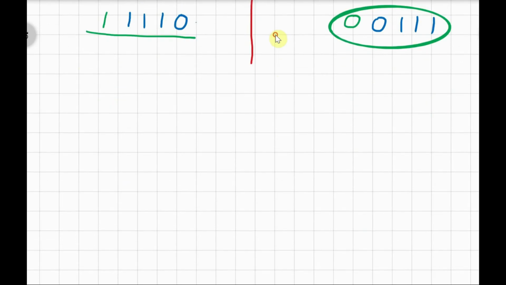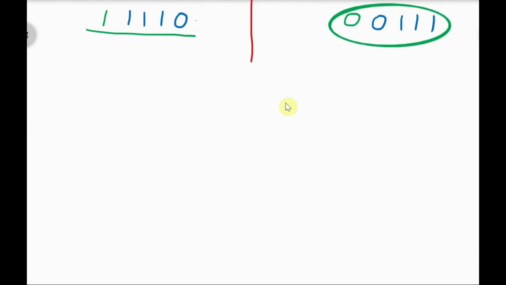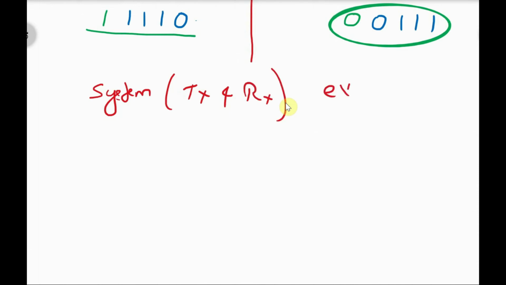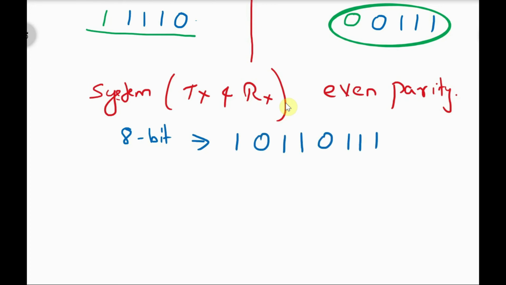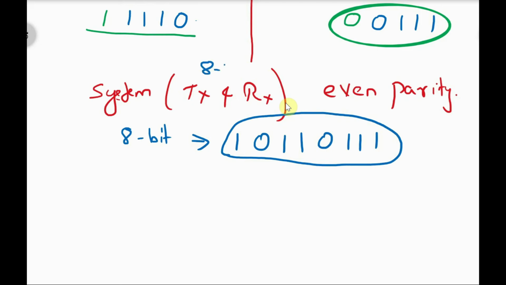We will try a small problem or an example. Suppose a system, that means a transmitter and a receiver, is using even parity. Suppose the transmitter and receiver are using even parity and the receiver received an 8-bit code, 10110111. This is the code received by the receiver, and the transmitter and receiver are using 8 bits and they are using even parity. Now we have to find whether the received code word has an error or not.